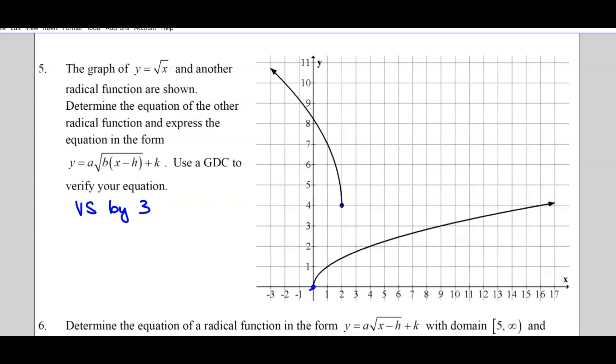Now, what direction? I had to go left to do that. So would I reflect in the x-axis or the y-axis? In the y. Right? Instead of going this way, it needs to go this way. And then you stretch it and move it. So that's going to be a reflection in the y-axis. And then the vertex there is 2, 4. So horizontal translation 2, vertical translation up 4. I didn't have to write it there, but I did.